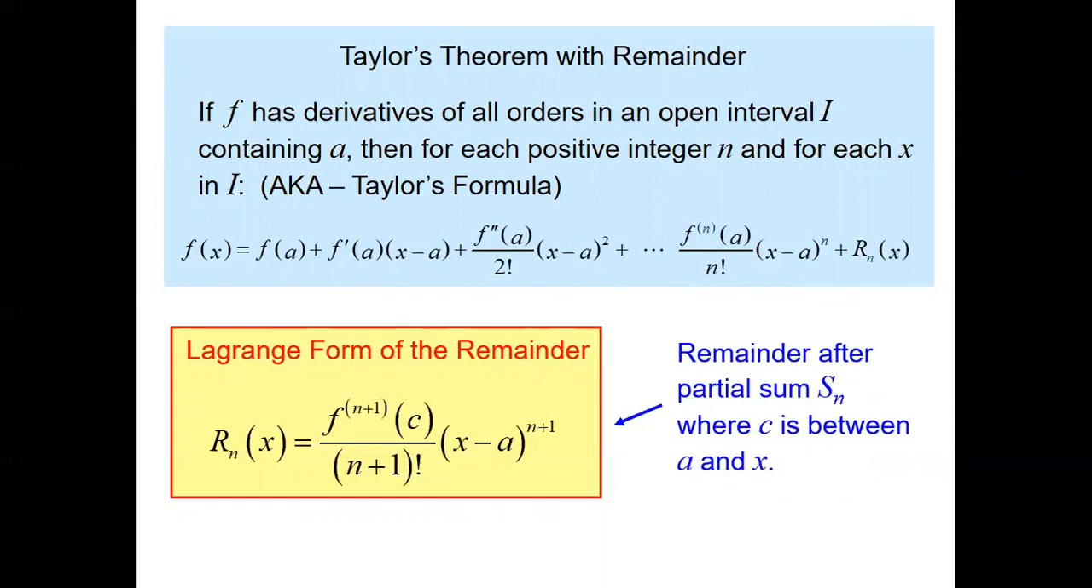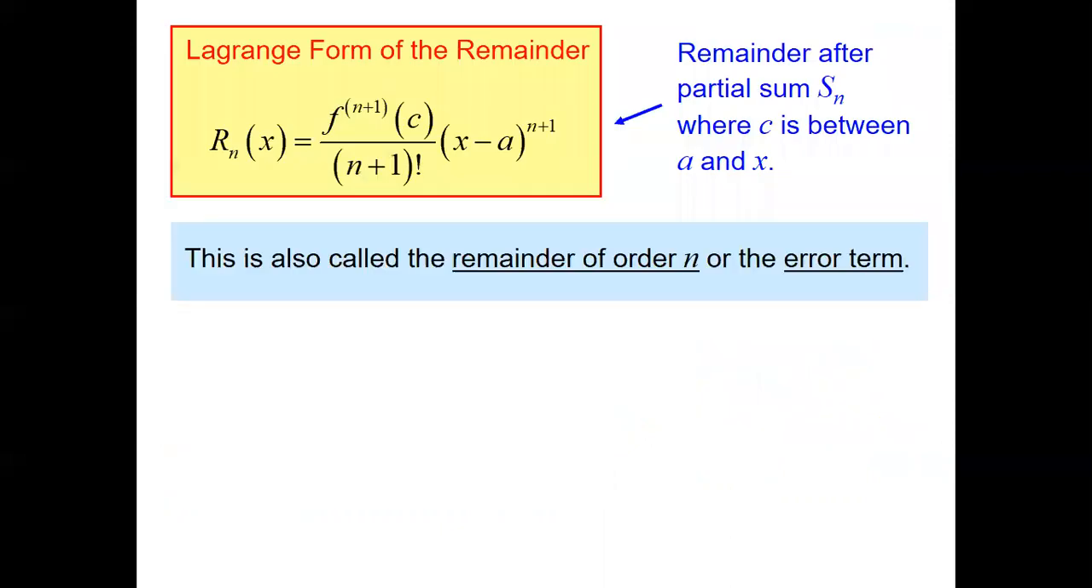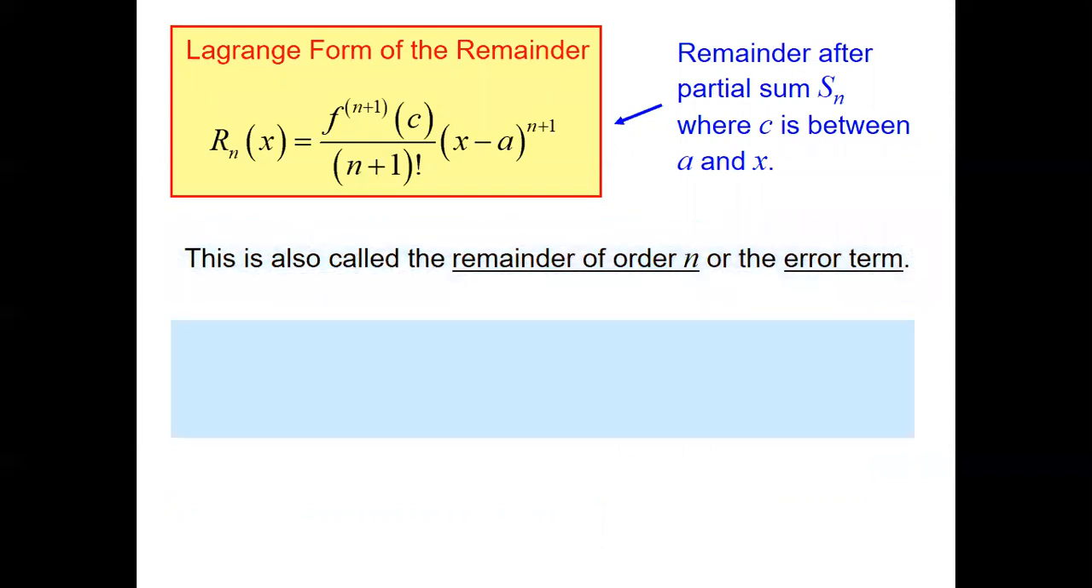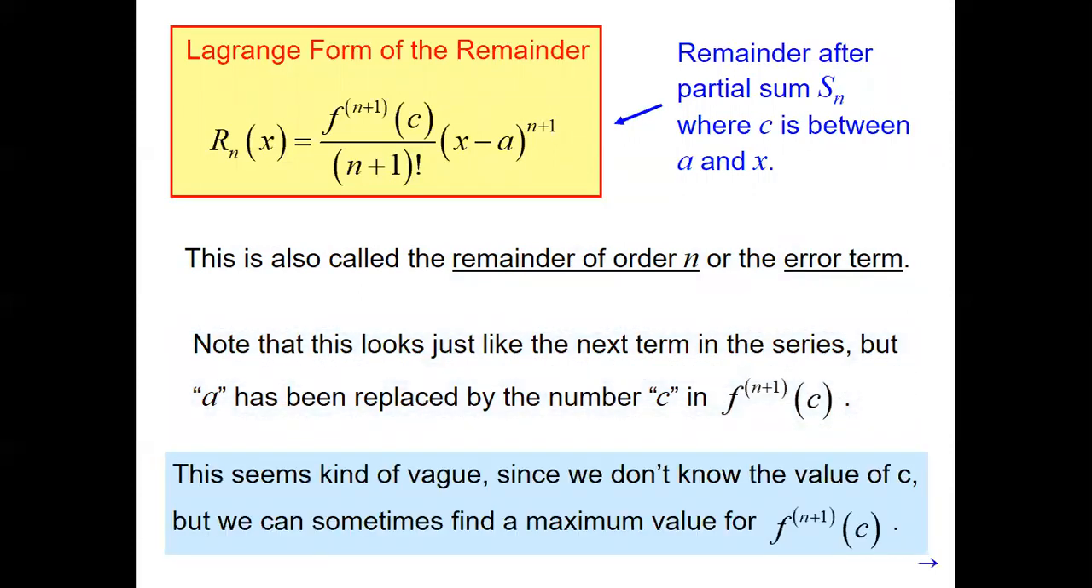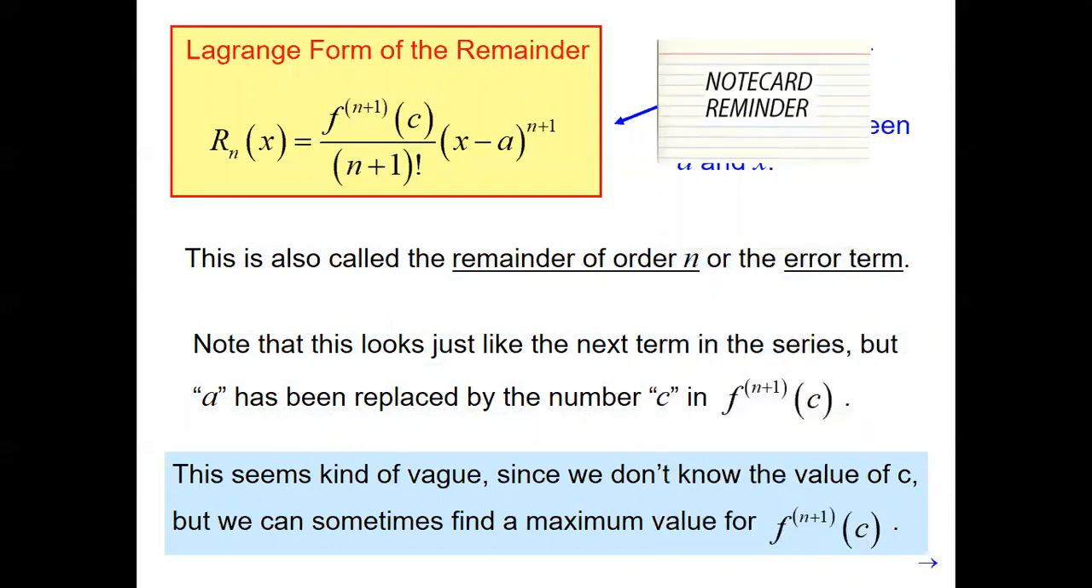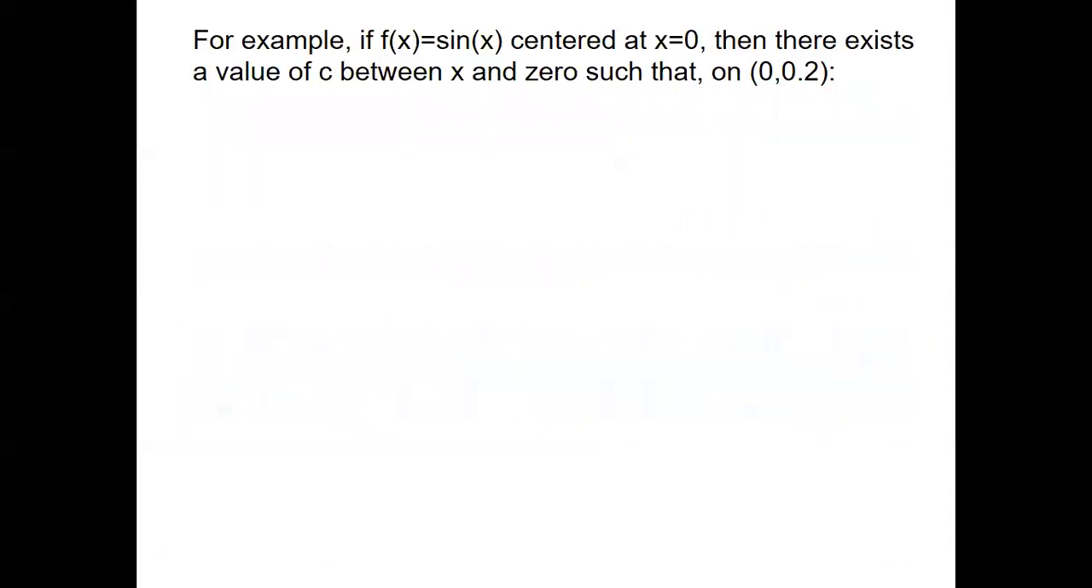Just think about toggling back and forth between those two functions. So a couple things to make note of here. This is called the remainder of order n, or the error term. It looks a lot like the n plus 1 term in the series. It's right after the last term, so if I'm doing a 5th order Taylor polynomial, I'm going to go to the 6th. The n plus 1 term will be the 6th power, 6 factorial, and the 6th derivative. I'll show you examples of that. It seems kind of vague, but let's get in there and take a look. We're going to be putting this on our foldable, so make sure you're getting that on your foldable.